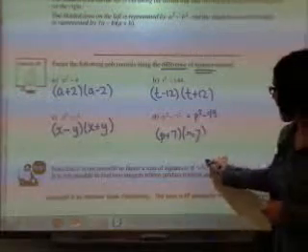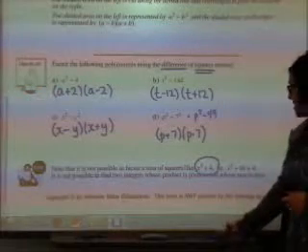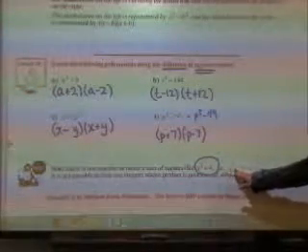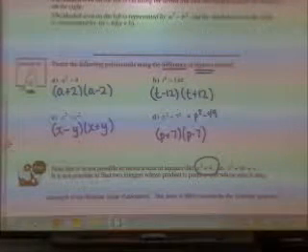Note, I cannot factor something like x squared plus 4, because x squared plus 4 is x squared plus 0x plus 4. So now you have to find two numbers that multiply to 4 and add to 0. Not possible. We don't have a method for doing that.